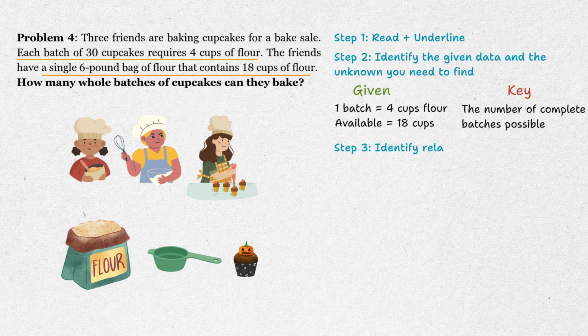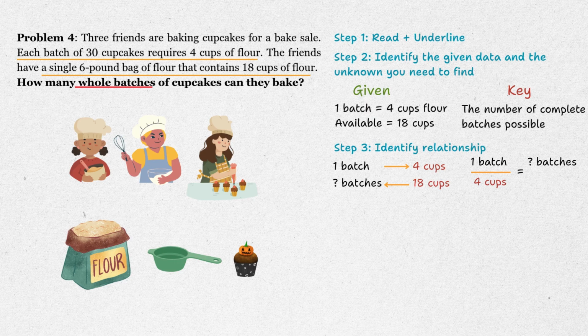We can think of it like this. If one batch of cupcakes needs 4 cups of flour, then with 18 cups of flour, how many batches can you make? It means for every 4 cups, you can make 1 batch. We're trying to find how many batches correspond to 18 cups. The equation 1 batch divided by 4 cups equals question mark batches divided by 18 cups sets up a proportion, 2 ratios that must be equal.